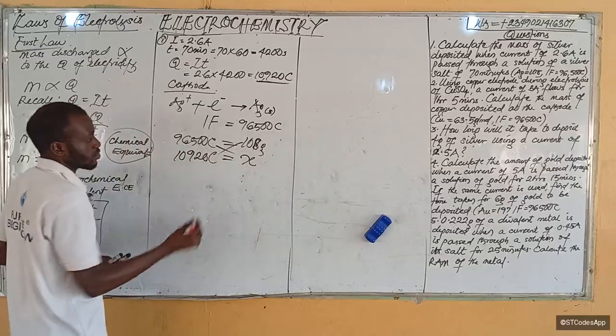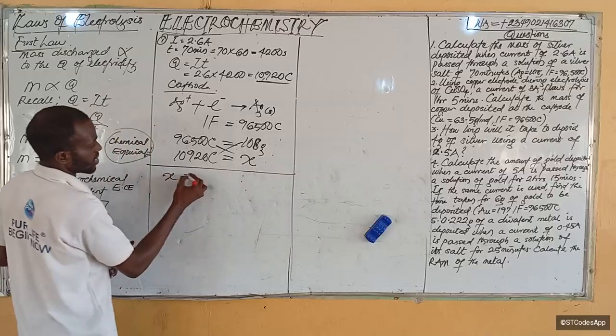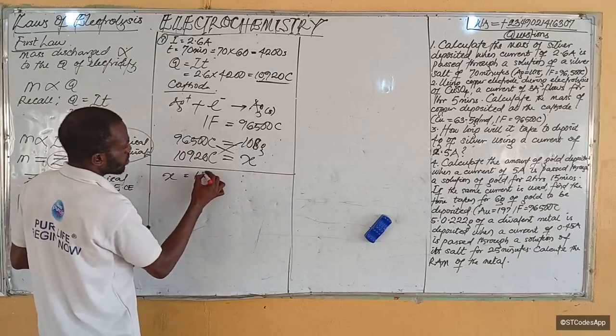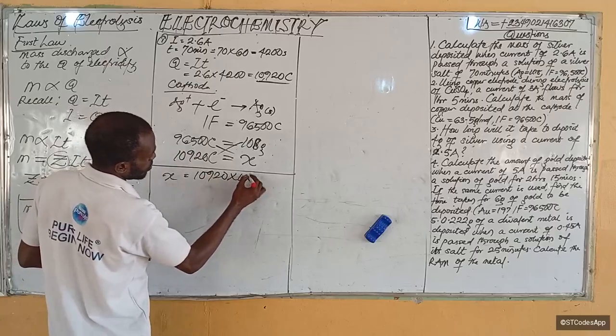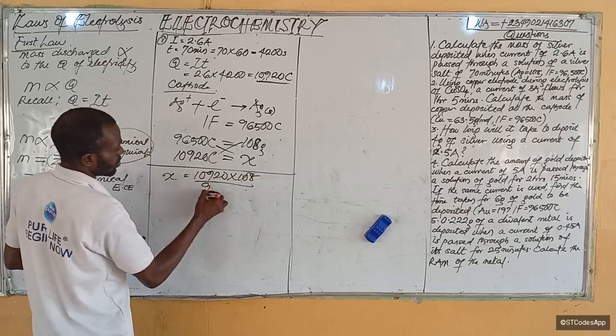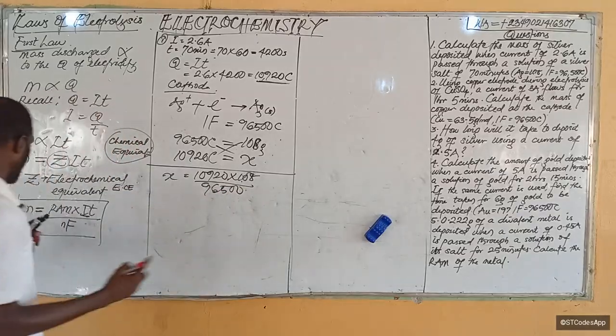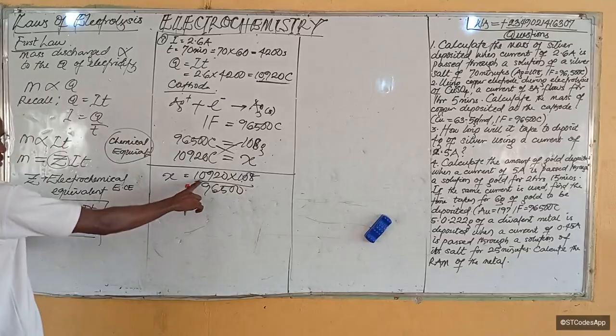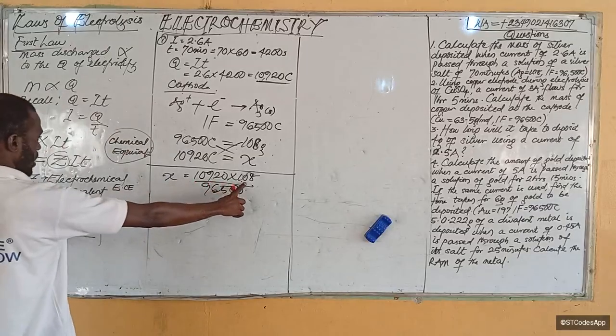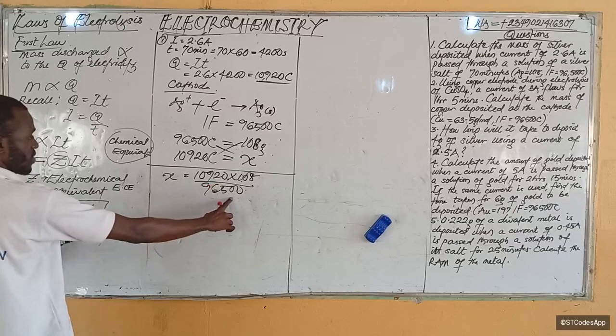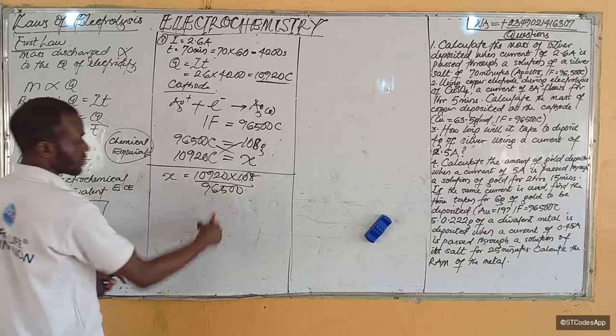You cross multiply. So when you cross multiply, you're going to have x times this becomes 10920 times 108. Divide both sides by this gives 96,500 here. And if you look at it, it already follows what we did here. The formula: mass will be equal to the RAM times quantity of electricity divided by number of Faraday. 1 Faraday, that will be 1 times this.